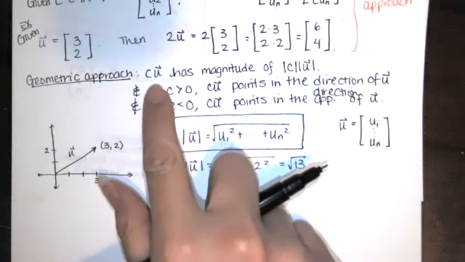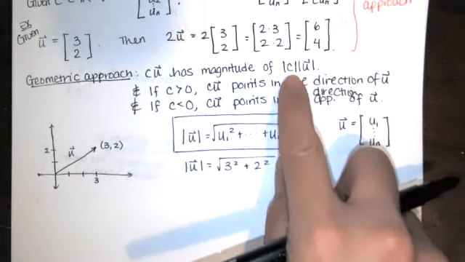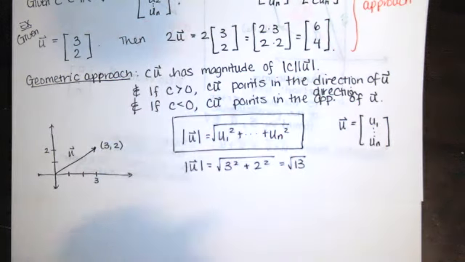Now the vector c u has the same magnitude as that, except you just multiply by the absolute value of c. So if I take u and I multiply it by 2, it's just going to take the same vector and make it twice as long. That's what this says.